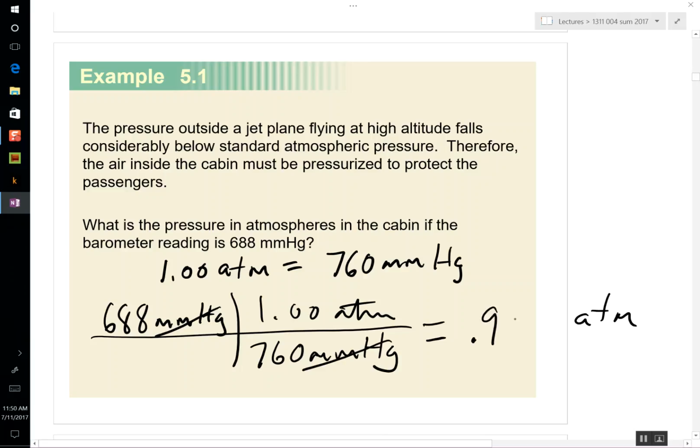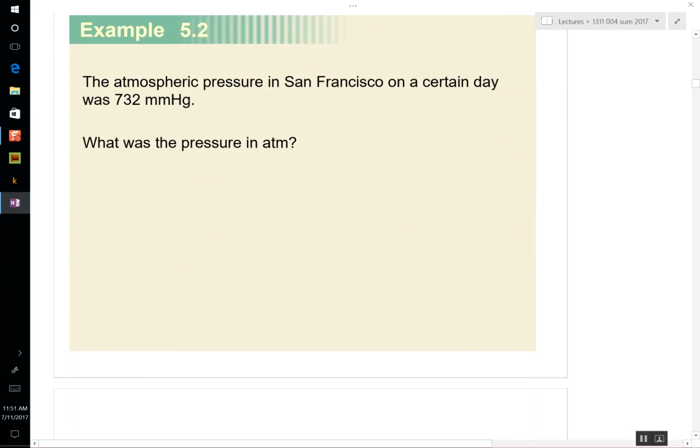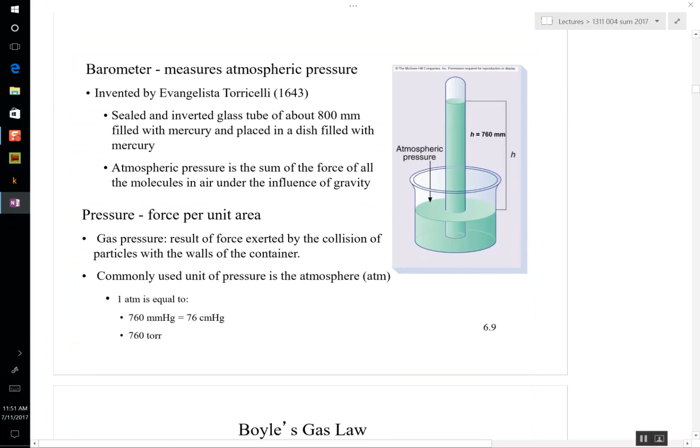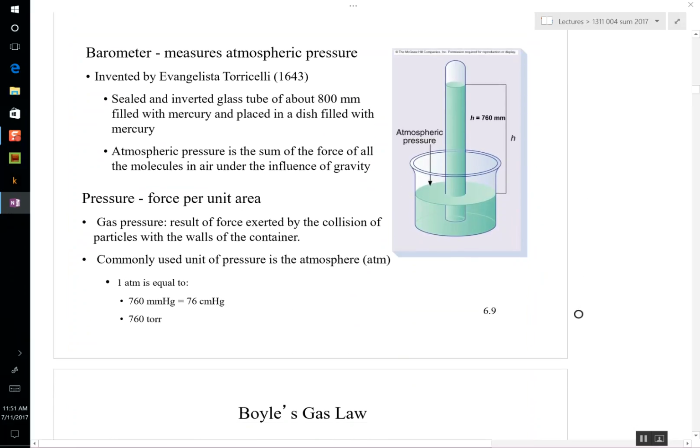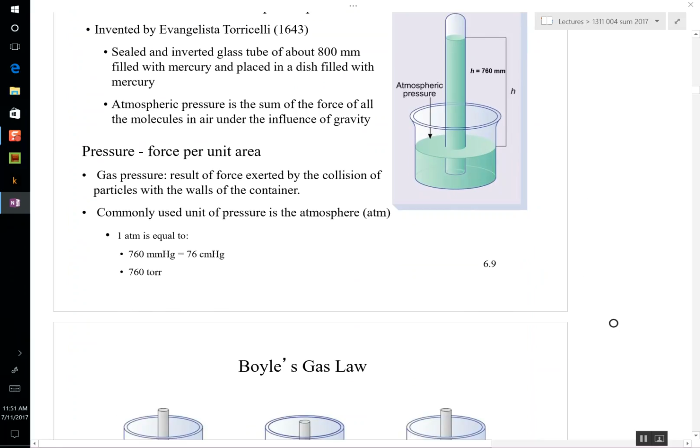All right? Yeah, 688 millimeters of mercury pressure is less than an atmosphere, because a full atmosphere is 760. All right, be conversant with converting, because you're going to see at some times you are getting pressure in millimeters of mercury, and there's times when that has to be converted to atmospheres to go on. There's another example right there. Okay, this is just another slide showing Torricelli's barometer.